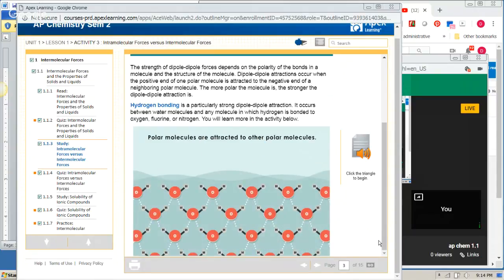Because polar molecules have slightly positive and negative ends, polar molecules are attracted to other polar molecules. The positive end of one water molecule is attracted to the negative end of another water molecule. This is why water sticks to itself. Water molecules are attracted to each other.